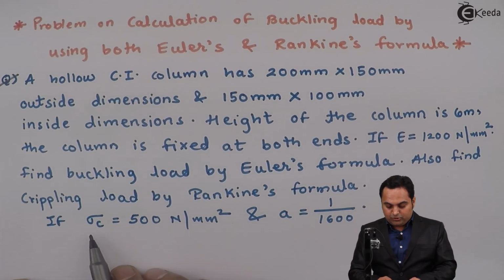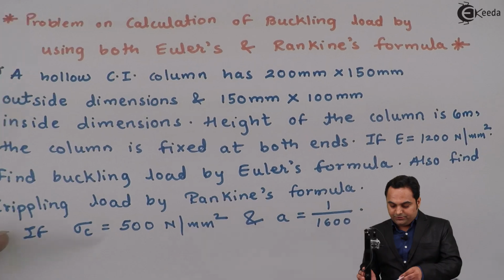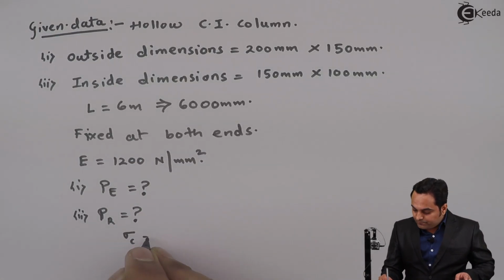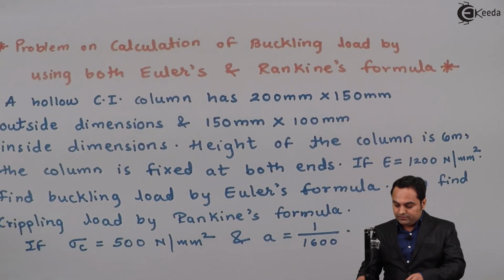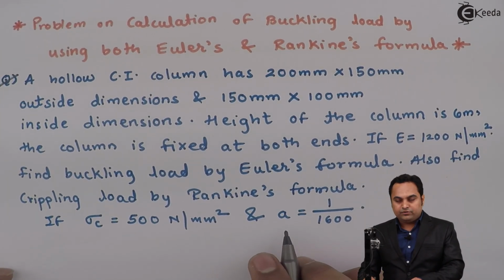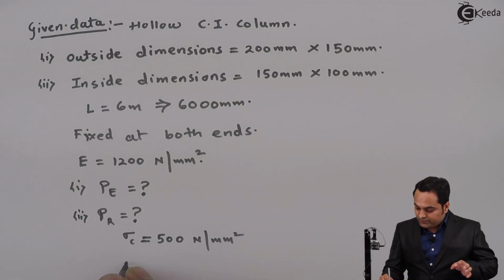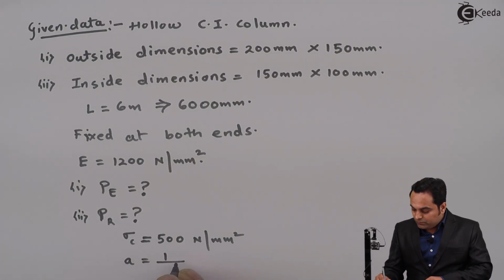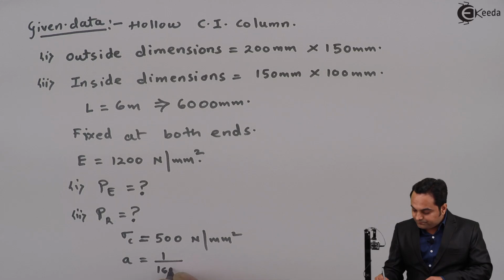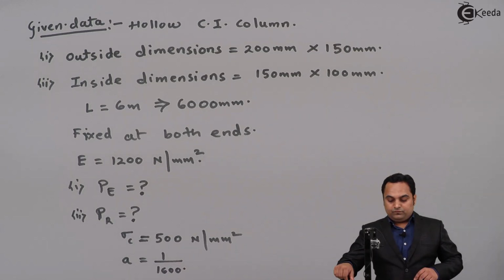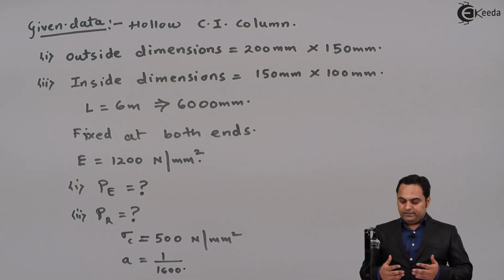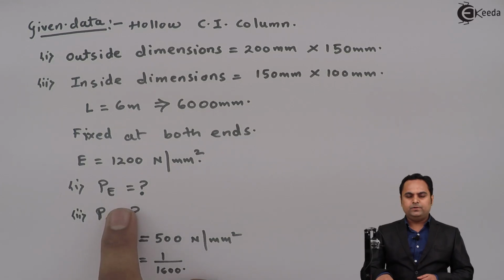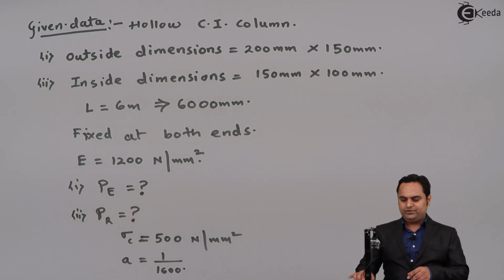If sigma C, compressive stress, is given as 500 Newton per mm square, and A value, that is Rankine's constant, is equal to 1 upon 1600. So now this is the data we have from the problem. Let us try to get the solution to this problem, and we will first start with Euler's load and then go on to Rankine's load.